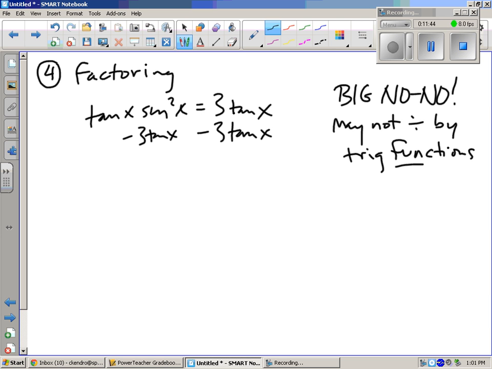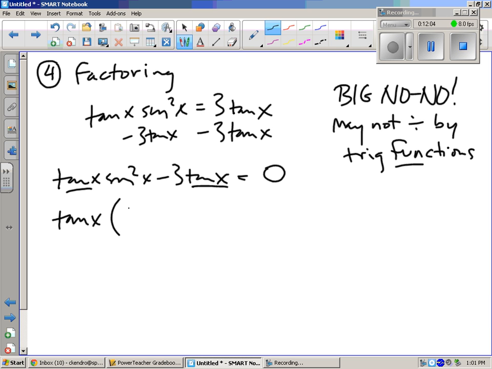So I'm going to subtract. So I have tangent x sine squared x minus 3 tangent x equals 0. So for factoring, you want to get one side equal to 0. Now notice they have tangent x in common, so I'm going to bring that out front. What I have left is sine squared, and then this minus 3 is left for the second part. Double check. If you distribute that back in, do you get the original equation? If you do, then you did it right.